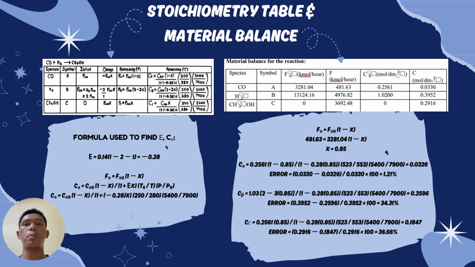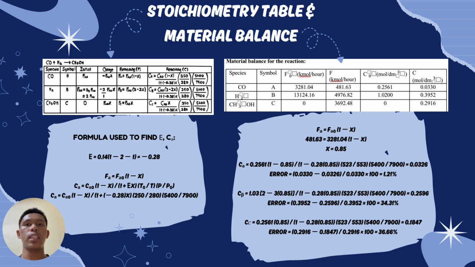Now, we use back the formula from the stoichiometry table, which is the remaining in terms of concentration, to find the concentration of A. As you can see, after we substitute all of the values, we get the concentration of A as 0.0326. Now, we will calculate the error.